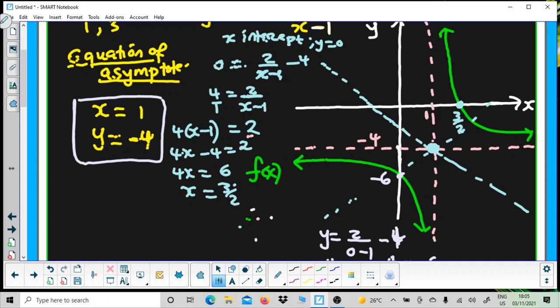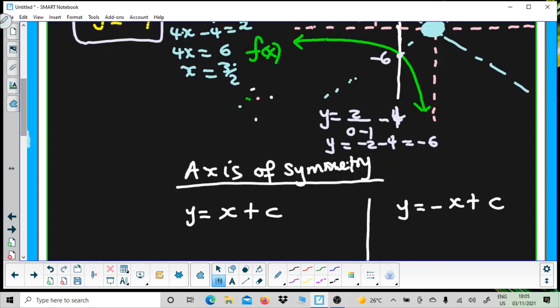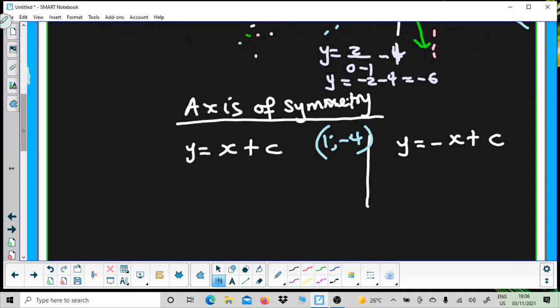If I ask you right now, what is the coordinate of this point right here? What is the x value for this point? 1, and the y value? -4. You have to take P and Q, not the x-intercepts. Okay, x is 1 there and y is -4. So I'm going to take that. Those are the points that I am going to use to find my C. I already know the gradient is either 1 or -1. The only thing I do not know is the C value. So let's go and get these things right.